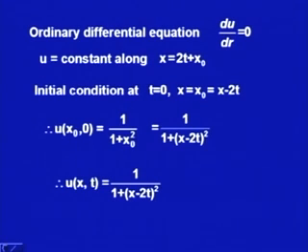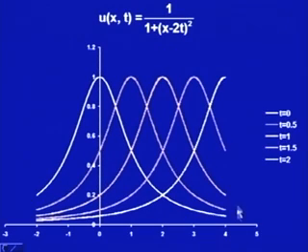Now, let us see what the graph of this function looks like. If I use different values for t, at time t is equal to 0, it should be 1 upon 1 plus x square, this is the curve. At t is equal to 1, the curve is this one. At t is equal to 2, this third curve. So t is equal to 0, t is equal to half, t is equal to 1, t is equal to 1.5 and t is equal to 2. These curves I have taken at different t.